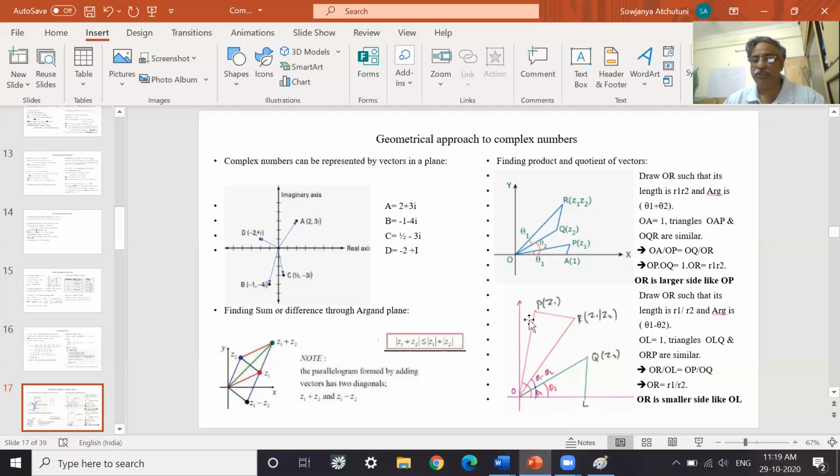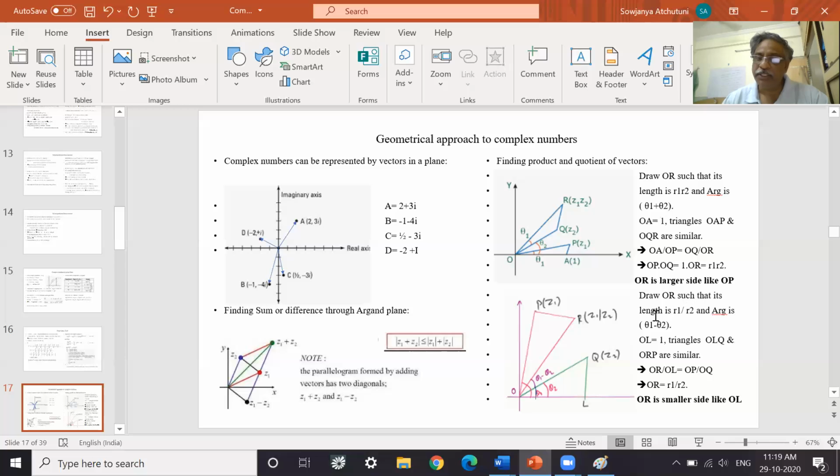Here my resultant is less. So my OP is more. OP by OQ. R is P by Q, that is Z1 by Z2. So R is less than P. P is the longer side, R is the smaller side. So OR is parallel to my OL and OP is parallel to my OQ. So finally, from OP, I draw a line which is theta 2 from OP to make it a similar triangle.